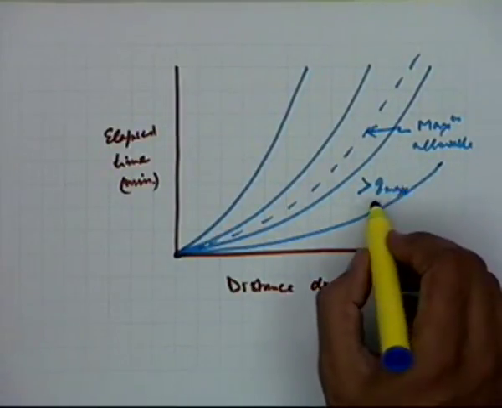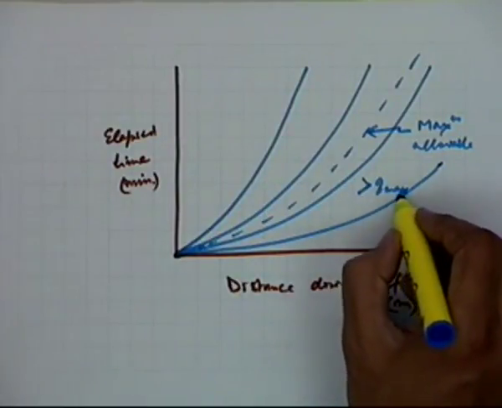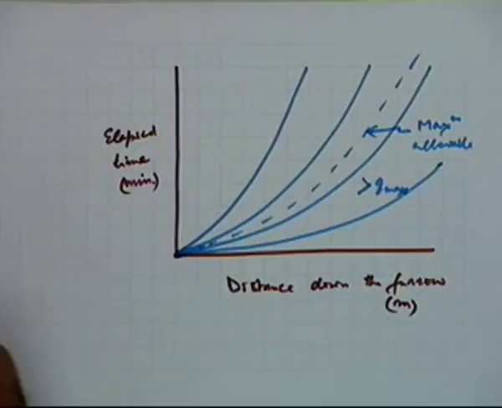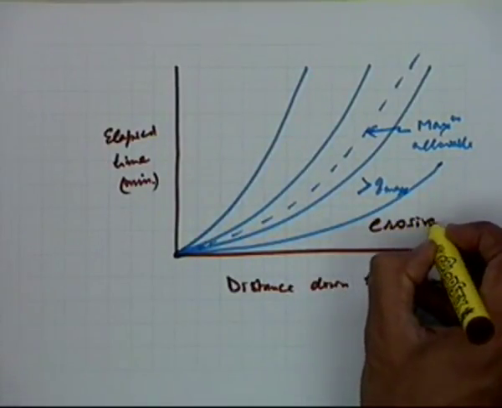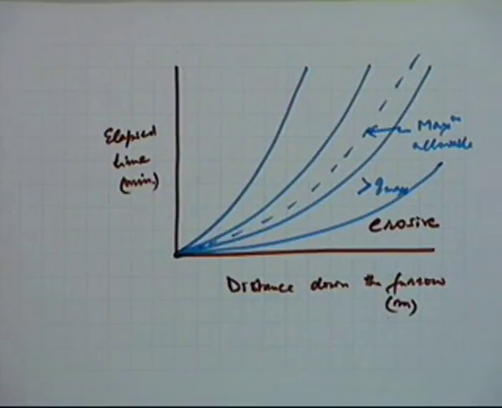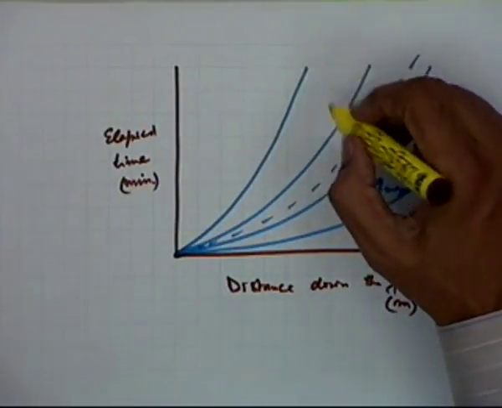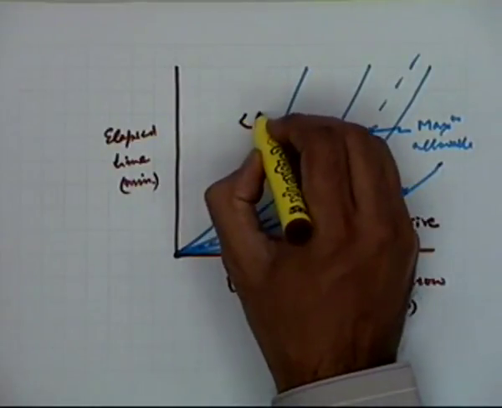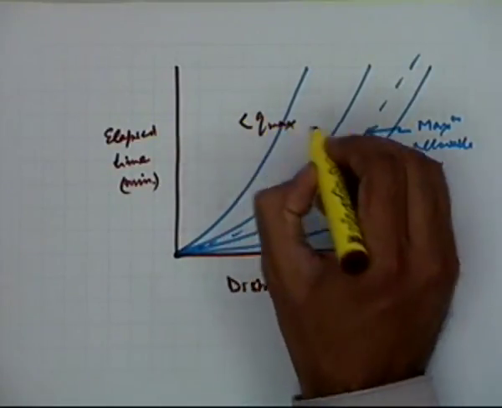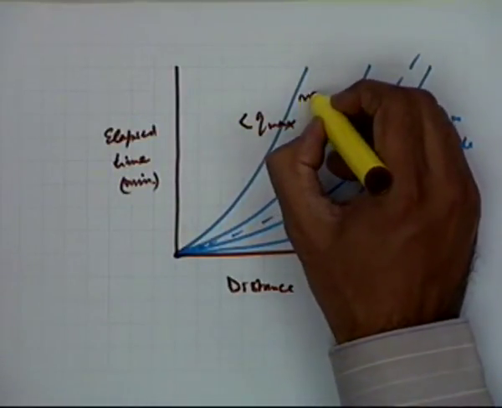And the others, these are the sizes which are greater than Q maximum, and they'll be creating erosion in the field. And on this side of this maximum allowable, these are the stream sizes which are less than Q maximum, and they are non-erosive.